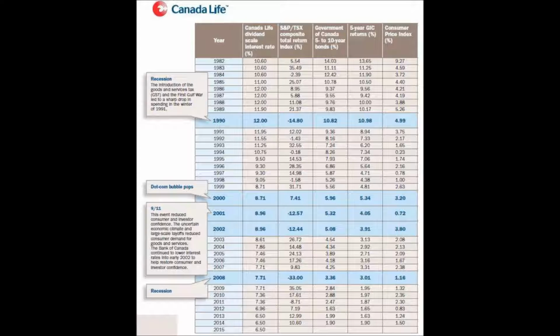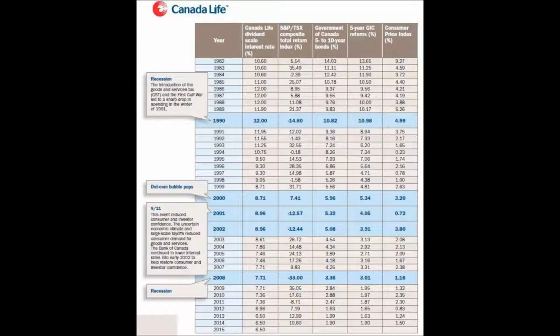So I'm going to go through some of these columns. We've got one with the Canada Life, so that's the dividend scale on the left, and then the S&P composite is next. We've got another column referring to the Government of Canada's 5 to 10-year bond rates. The next column will show a 5-year GIC return. So in 1982, 83, and so on, it was nice and high. And as the years have progressed, obviously they've gone down quite low. And the final column will show you a consumer price index. We've taken a snippet of what the last 30 years look like.